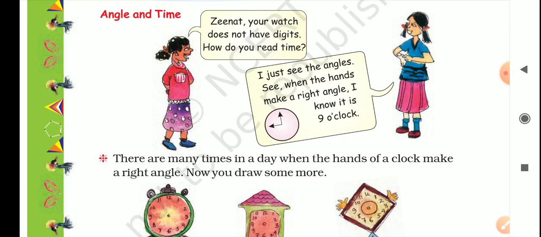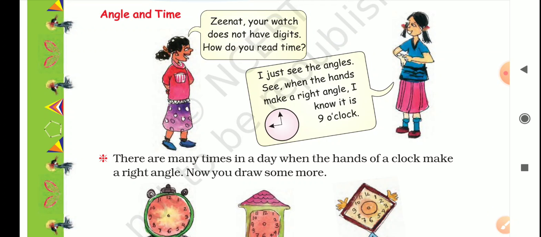So how did they look at the time? See, angle and time. Now here two girls are there, and they are asking some questions and giving some knowledge about how they saw the time when there were no watches. Zenat, your watch does not have digits.